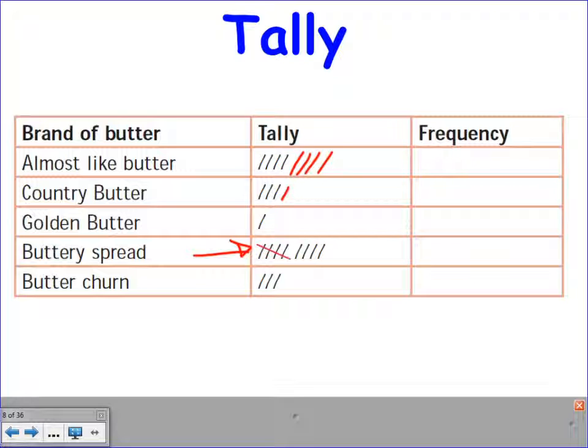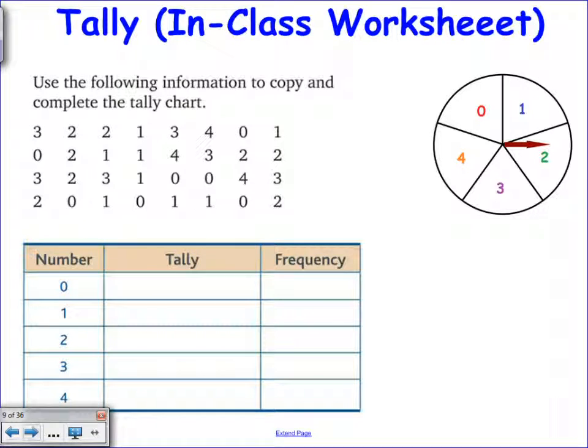So if you say, oh, that's my tally for almost like butter, you will lose a mark, because this is a very important part of a tally. They have to be in groups of 5 to allow you to add things up really quickly. Okay? So show me you know and understand the tally by doing the tally on the worksheet.